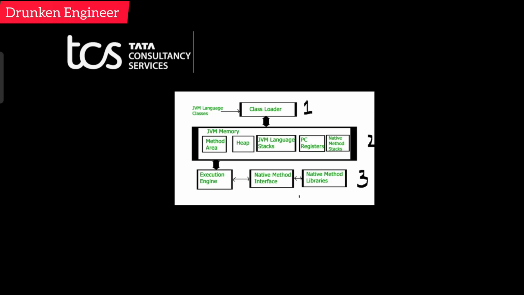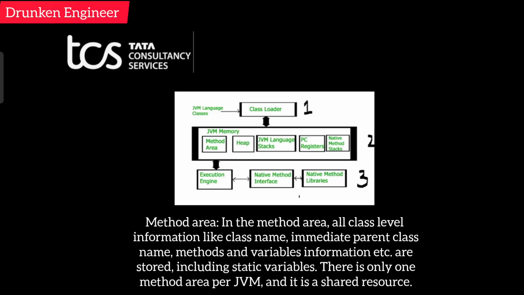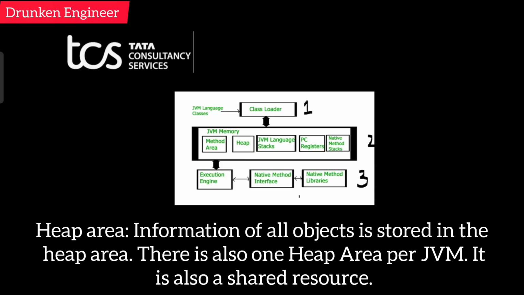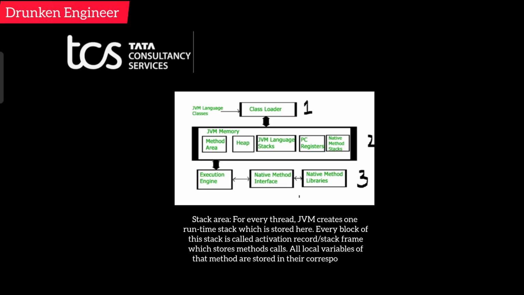If you talk about each thing, like the method area, in this method area all the class level information like class name, immediate parent class name, methods, and variable information, etc. are stored, including static variables. There is only one method area per JVM and it is a shared resource. Coming to the heap area, information of all objects is stored in the heap area. There is also one heap area per JVM. It is also a shared resource. Stack area: for every thread, JVM creates one runtime stack which is stored here. Every block of this stack is called an activation record or stack frame, which stores method calls.